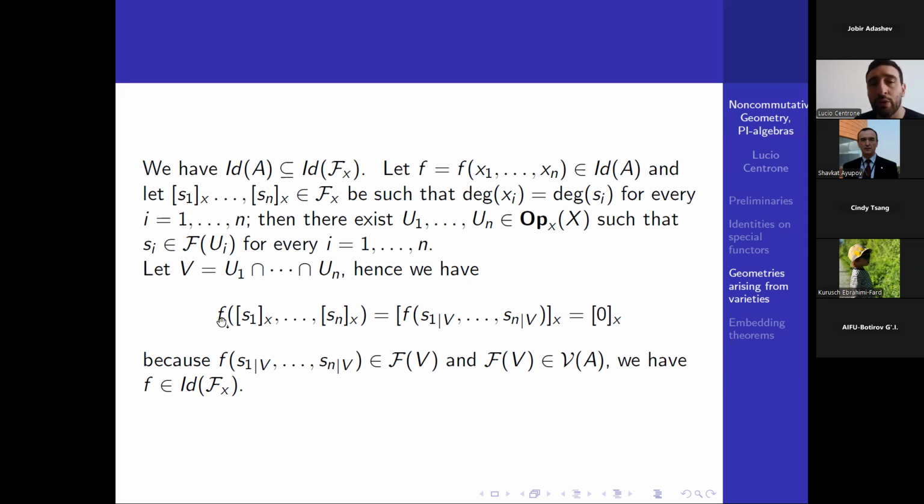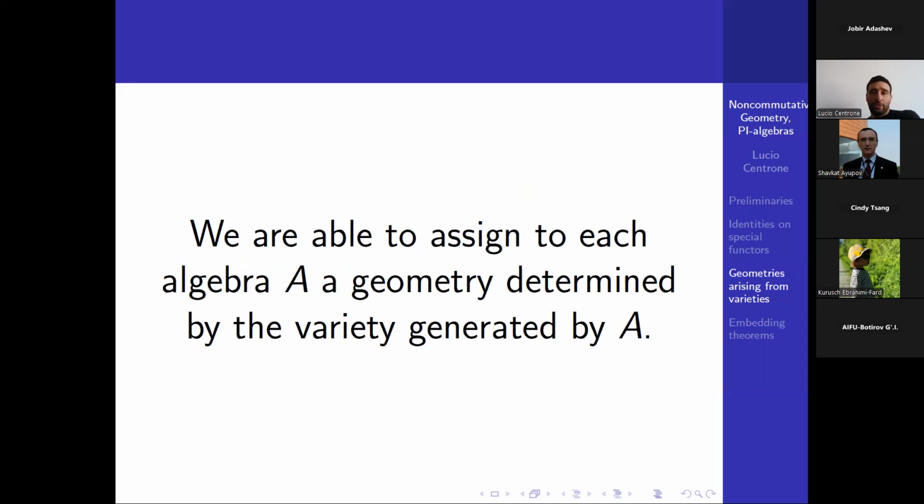And of course, when you evaluate f on the elements of Fx, this is simply the equivalence class of f evaluated on the s1, ..., sn restricted to V, on all the restrictions. And these, because f is an identity of A, turn out to be 0 here. Of course, it is the 0 of the stalk. So you see, the identities of A are exactly inside the identities of the stalk.